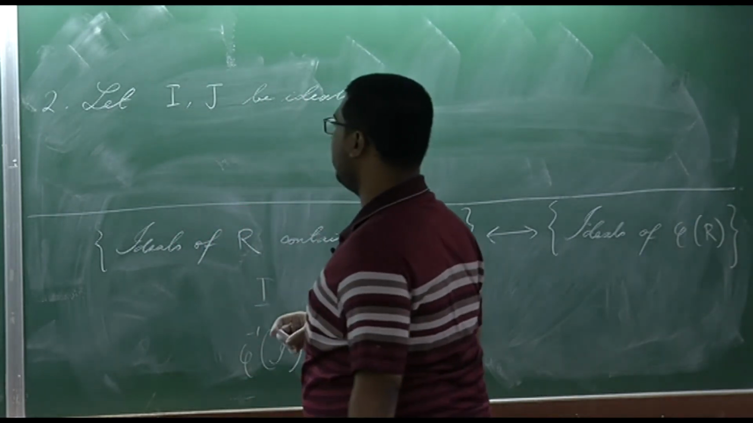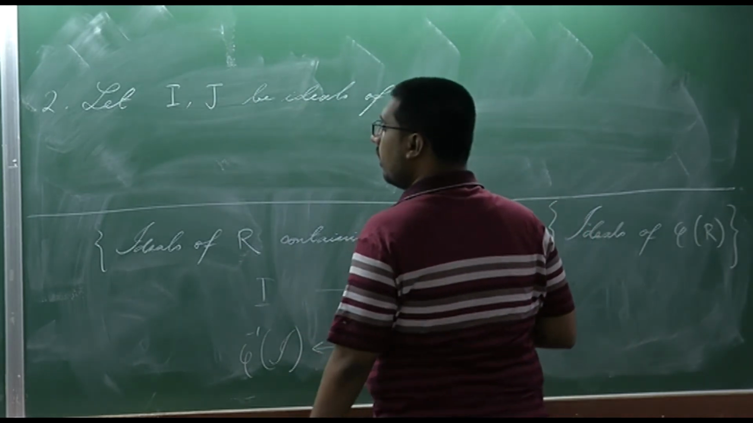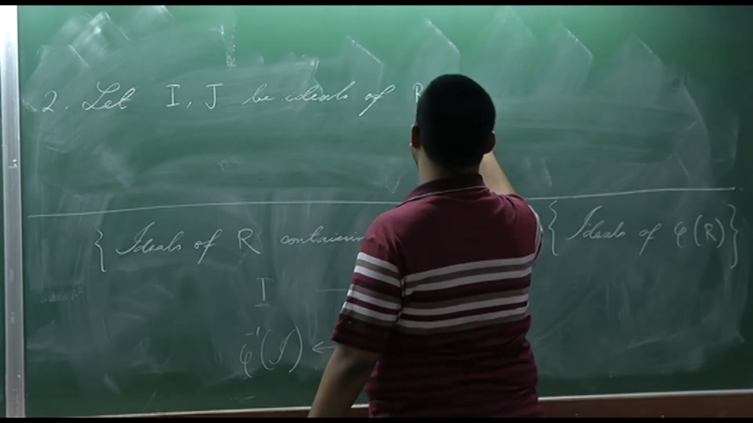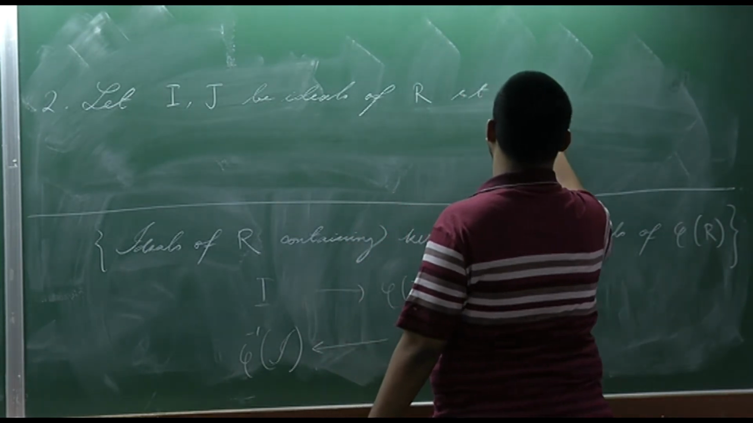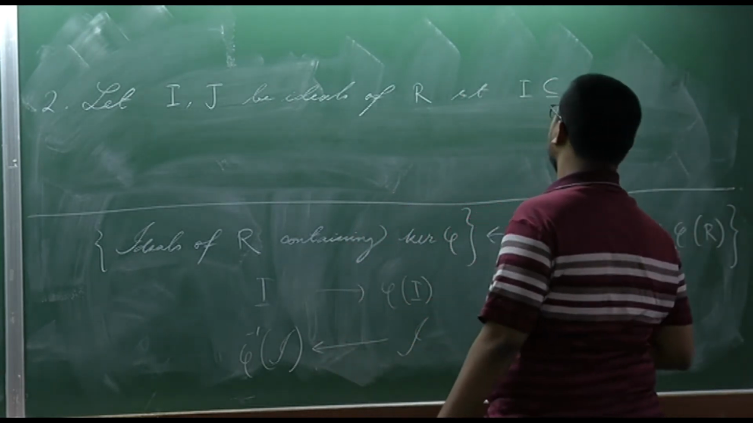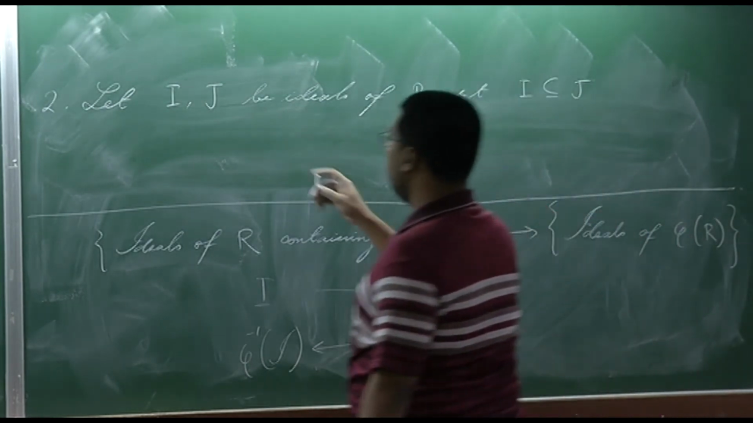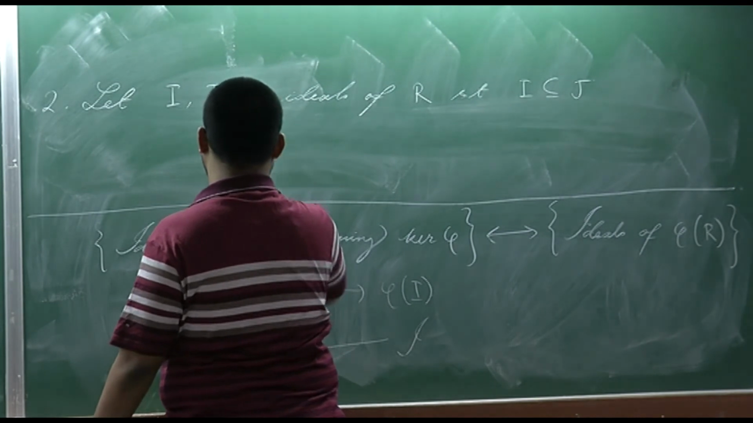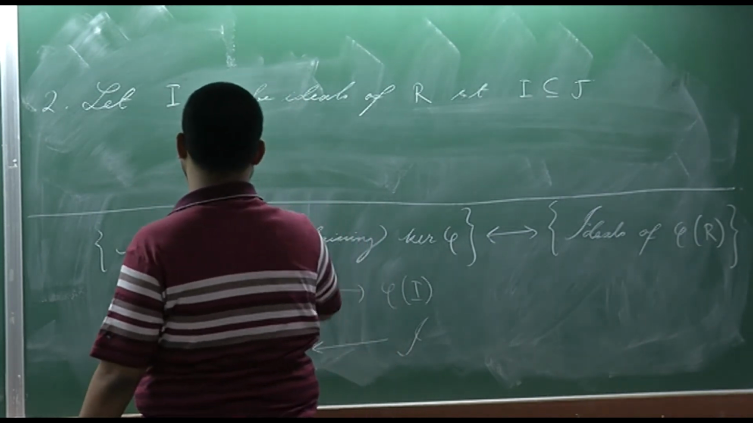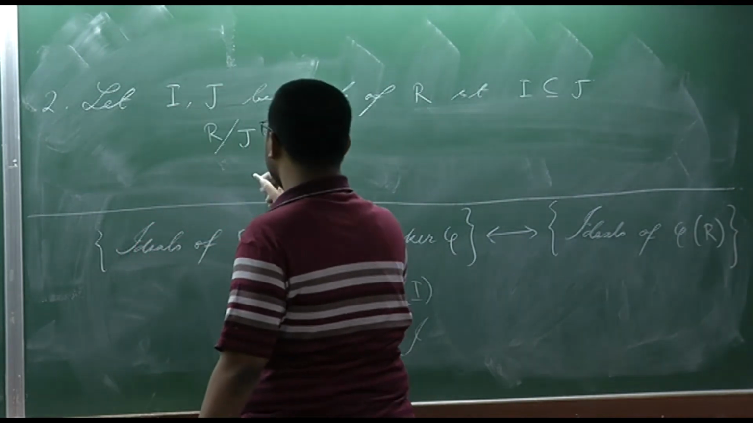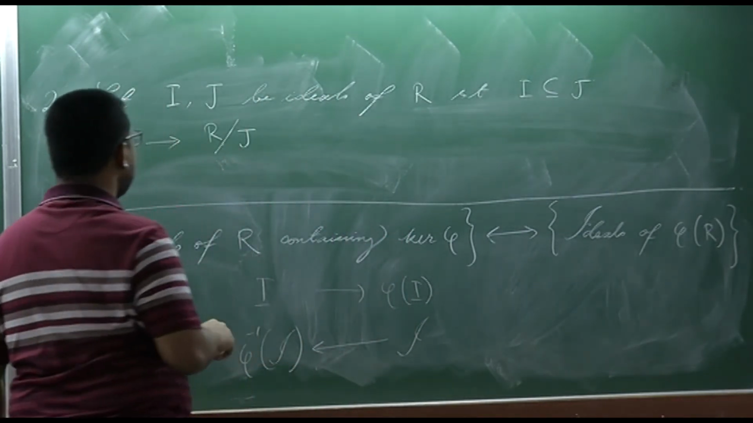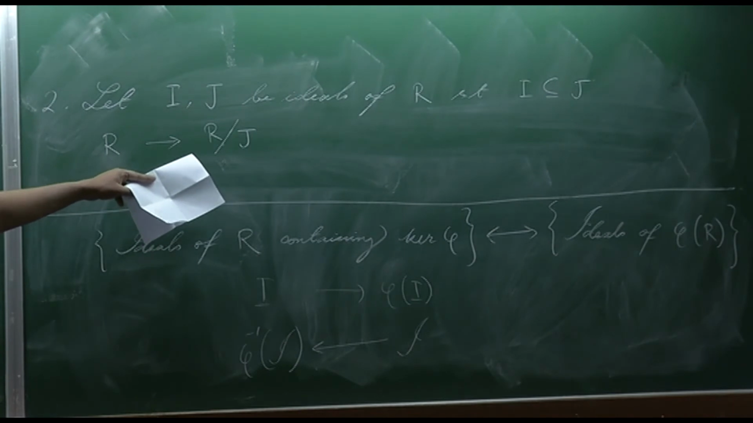Let I and J be ideals of R such that I is also contained inside J. Then we must have R modulo J. So, in view of this, R modulo J is a ring.